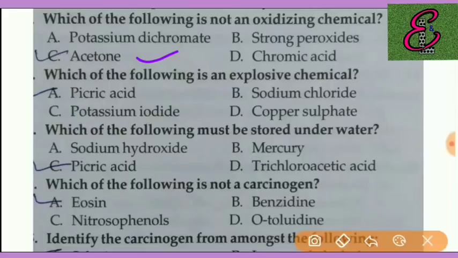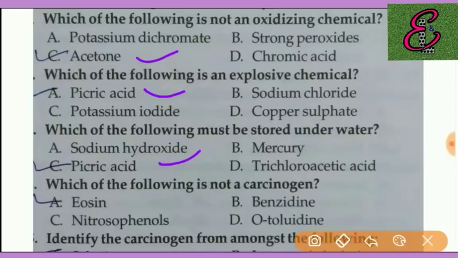Which of the following is an explosive chemical? Picric acid is an explosive chemical. Second question. Which of the following must be stored under water? Picric acid must be stored under water.